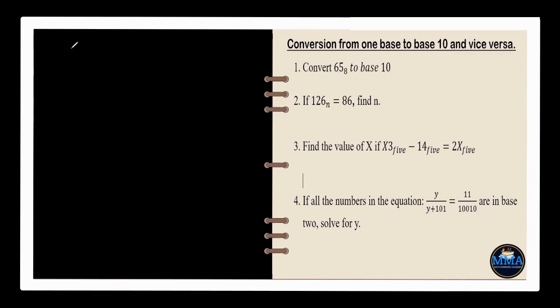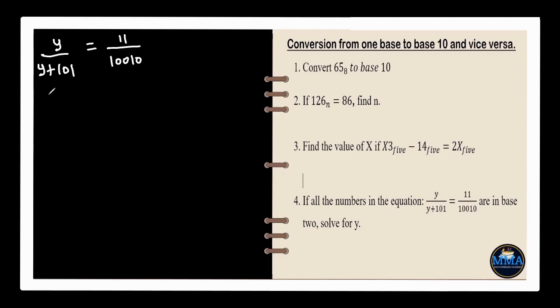So let's look at question number 4. We are given y over y plus 101 equals 1 over 10010. Now, all these numbers are base 2 numbers. So we are going to carefully convert them to base 10 and get our value of y in base 10 and then convert back to base 2.